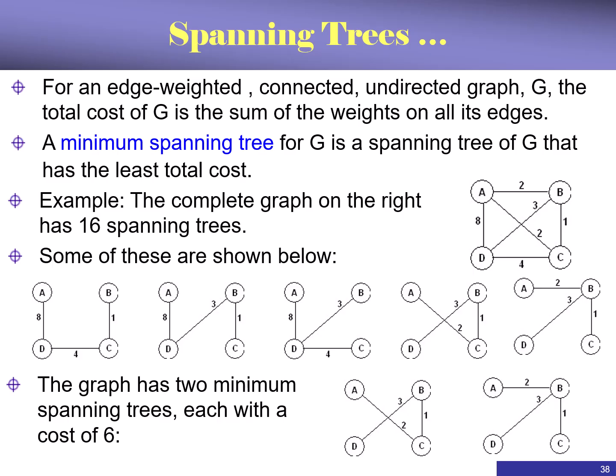So you can get 16 spanning trees from the given graph, but with the least total cost, you will get 2 spanning trees. Can you see down there? The 2 spanning trees give the total cost 6. So this is the minimum spanning tree. So you can find the minimum spanning tree for a weighted graph.